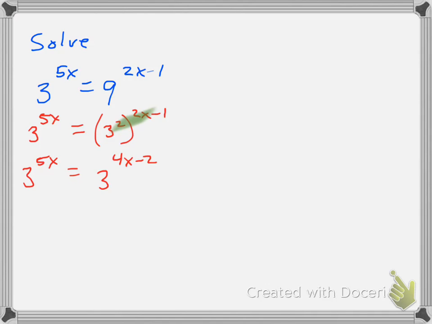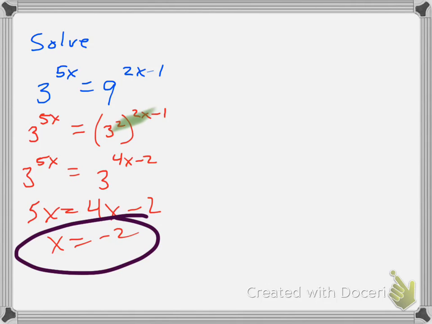And look, they have the same base. So we can ignore those bases and set the exponents equal to each other. That's the whole goal, to get us back to the beginning of the lesson where we were all happy and confident. We all knew exactly what was going on. Subtract the 4x to the other side, we get an answer of negative 2. Negative 2 is the only number in the universe that you could plug into that blue equation and both sides would be the same.